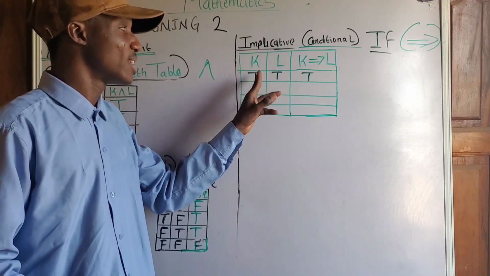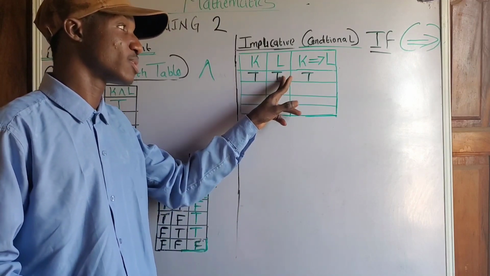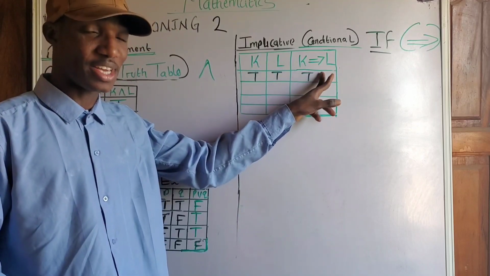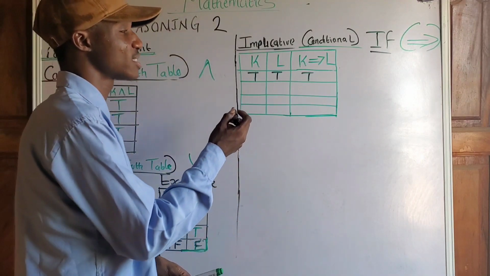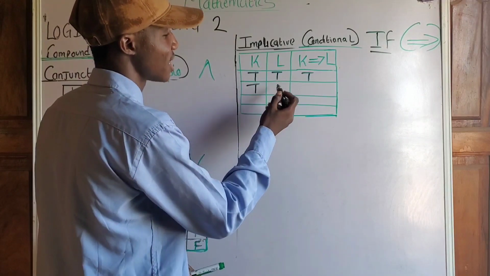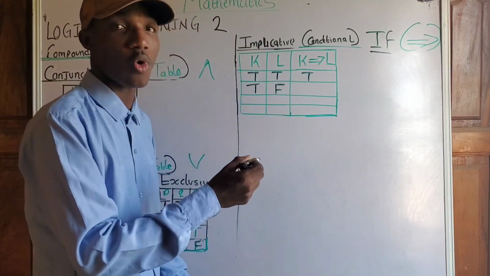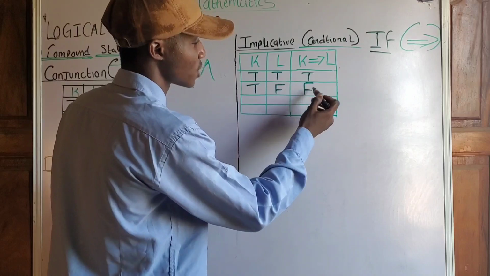So that means the first statement is true, the second statement is true, the conclusion will be what? Will be true. Are you getting it? Now, another example. If the first statement is true and the second statement is false, the conclusion will be false.